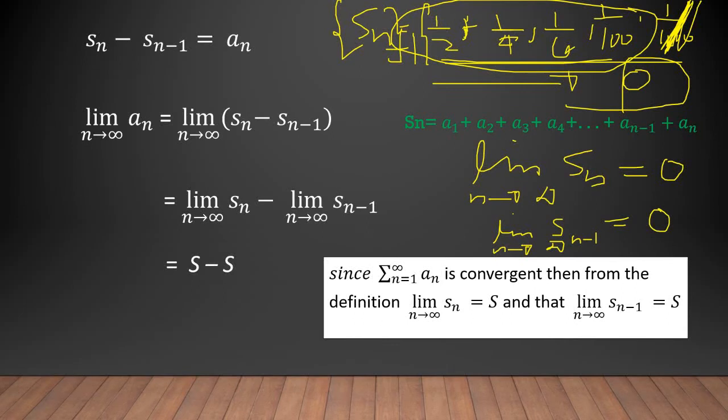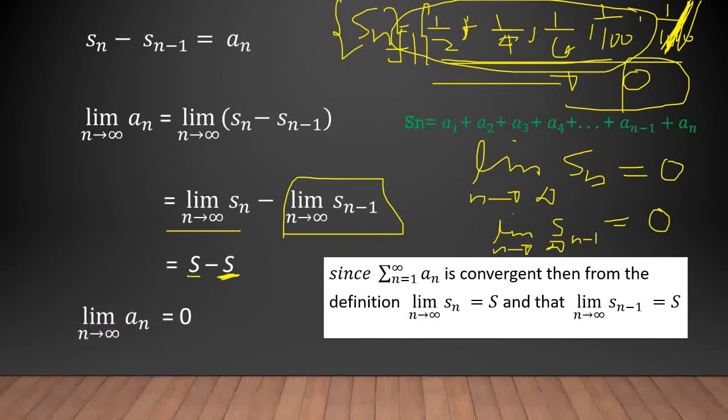So we have S here, because we assume that the limit of Sn is S, and the limit of Sn minus 1 is also S. And with this, since S minus S is 0, we can say that the limit of an as n approaches positive infinity is equal to 0.